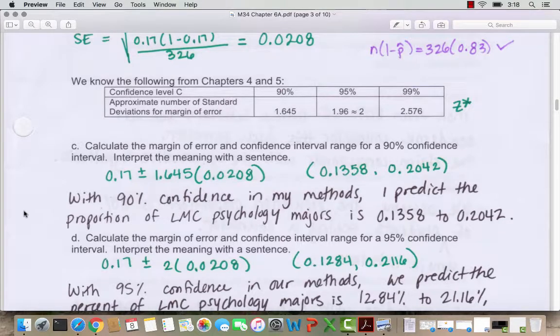Now our interpretation says, with 90% confidence in my methods, I predict the proportion of LMC psychology majors is 0.1358 to 0.2042. Remember, two key things when you're writing your interpretation. The first key is that 90% is how confident we are in our calculations or our methods. The second key idea is that our prediction is for all LMC psychology majors, the whole population. We're not just thinking about the people in the sample because we already know that 17% of the people in the sample are psychology majors. So we need to extend our prediction to make sure we're predicting for all psychology majors.